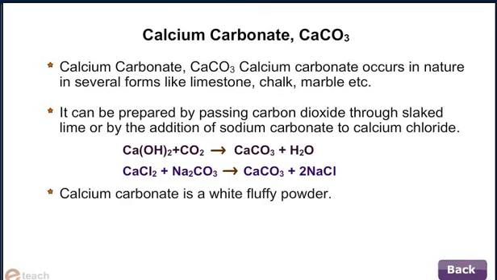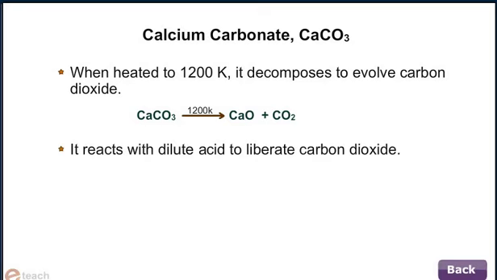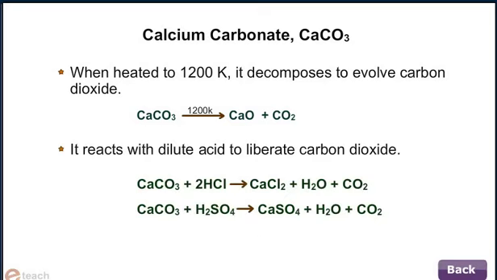Calcium carbonate is a white fluffy powder. It is almost insoluble in water. When heated to 1200 Kelvin, it decomposes to evolve carbon dioxide. CaCO3 on heating gives CaO plus CO2. It reacts with dilute acid to liberate carbon dioxide. For example, CaCO3 plus 2HCl gives CaCl2 plus H2O plus CO2. Similarly, CaCO3 plus H2SO4 gives CaSO4 plus H2O plus CO2.